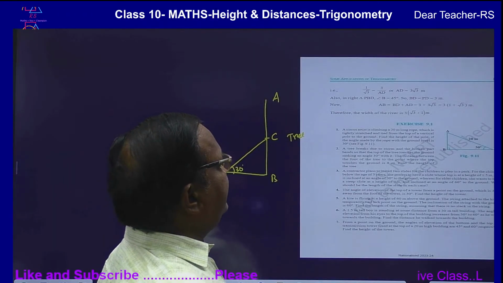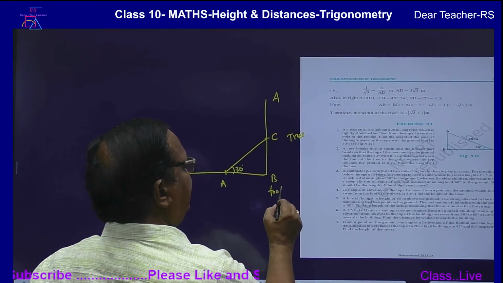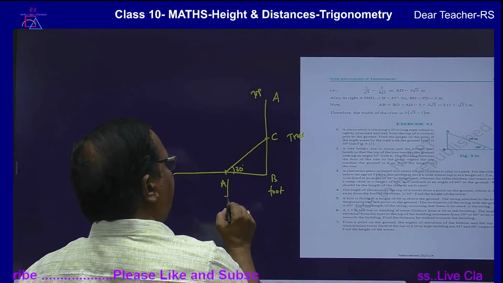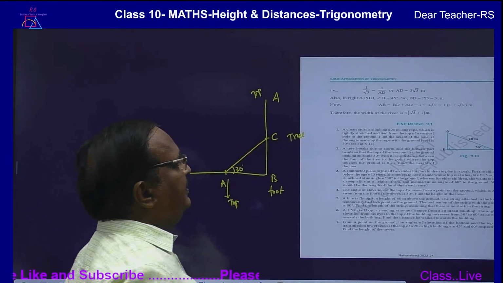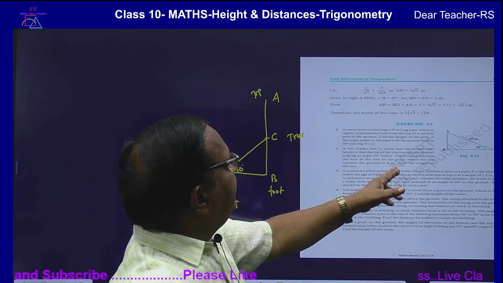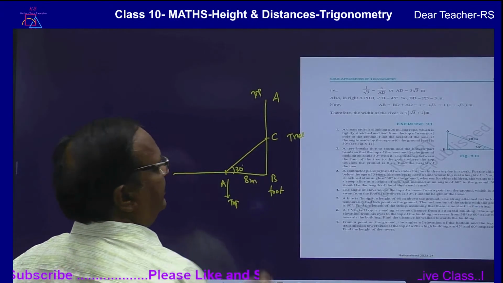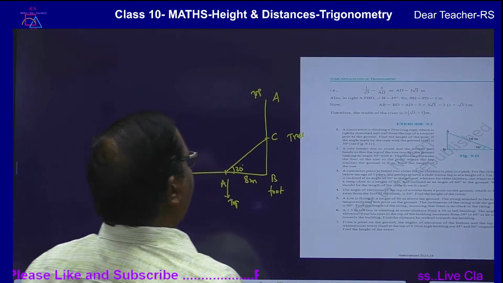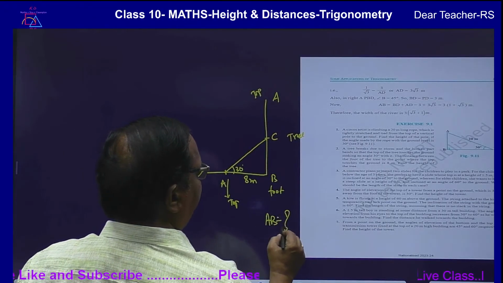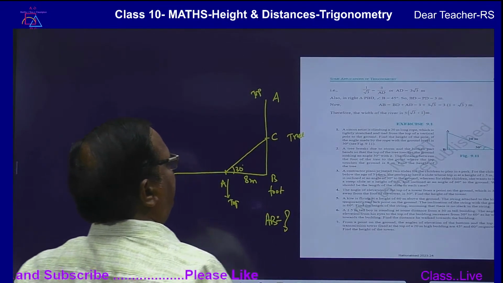Find the height of the tree. The distance between the foot of the tree and the point where the top touches the ground is 8 meters. This is 8 meters. We have to find out the entire AB. AB is equal to question mark.